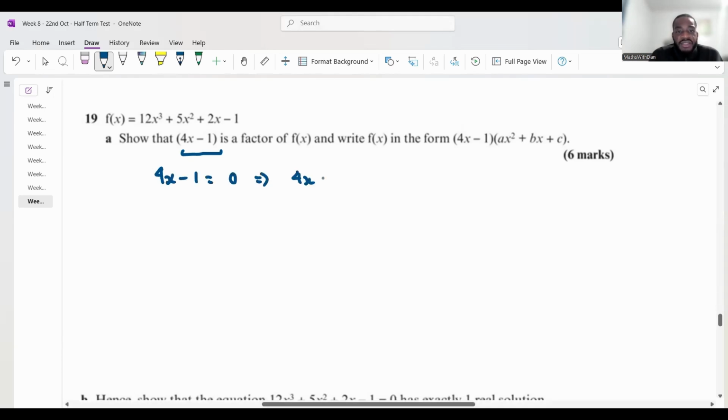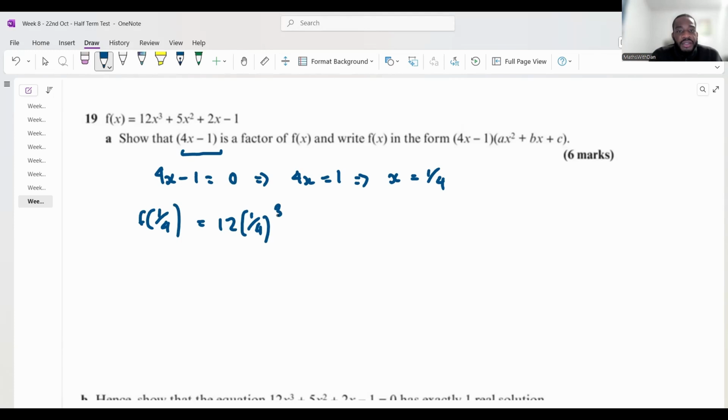That means we have 4x is equal to 1, so x is equal to a quarter. That means we're going to plug in f of a quarter. So we're going to do 12 lots of a quarter cubed, plus 5 lots of a quarter squared, plus 2 lots of a quarter, minus 1.